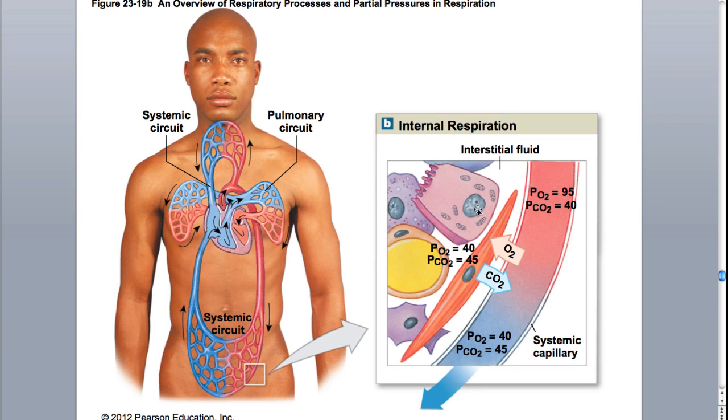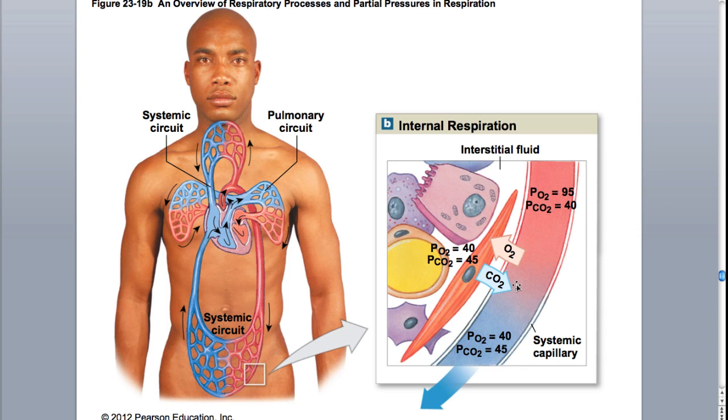Now we have the same story in the internal respiration. Same story. Check this out. Oxygen is 95. Oxygen in the cell, in that cell space, in that cell, it's what? 40. 95 towards the 40, from high to low. For carbon dioxide, it's 45, but it's also what? 45 here, and it's 40 there.